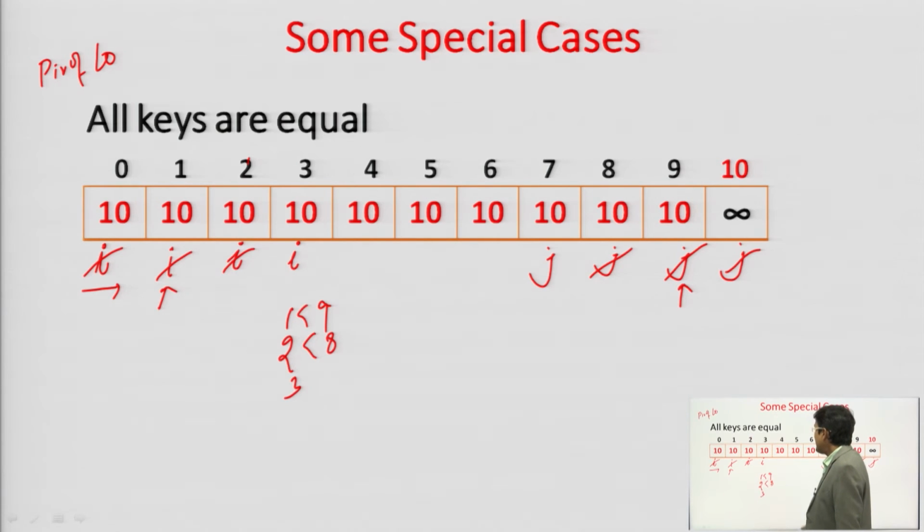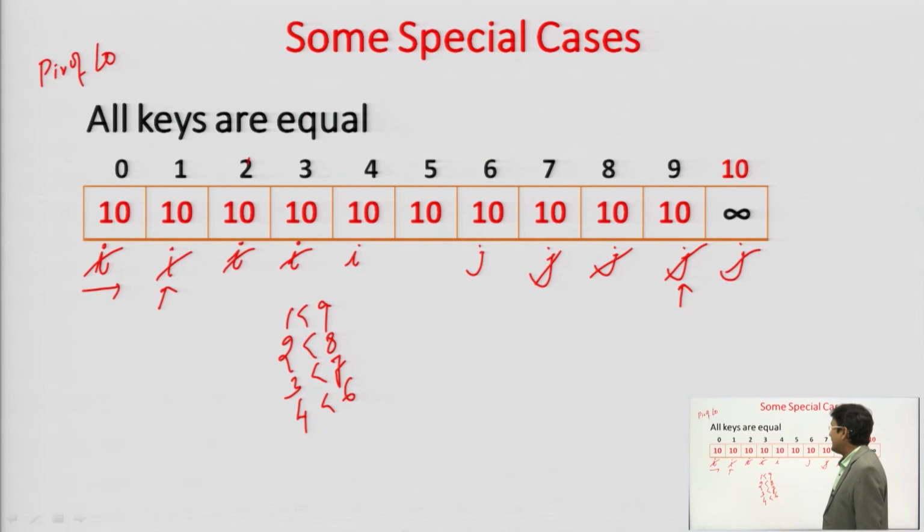Now the position of i is 3 and position of j is 7, i is less than j, so we will exchange the ith and the jth element. But after this you will again repeat the process. i is incremented by 1, this element is equal to the pivot, we will stop. j is here, this element is equal to the pivot, we will also stop here. Then again check the position of this 4 and 6, that is i and j, i is less than j, so we will again exchange these two values.